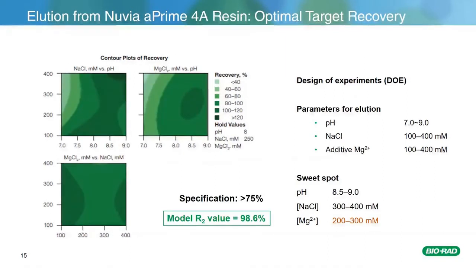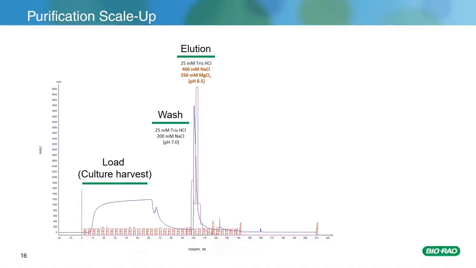For target recovery, the optimal pH, again, is 8.5. At this pH, 400 millimolar of sodium chloride would provide the best target recovery. The optimal magnesium chloride concentration is 200 to 300 millimolar. This is slightly higher than the concentration needed for the best target purity. For this capture step, we decided to give up the purity a little and shoot for the best recovery, as we will have a polished purification step later.